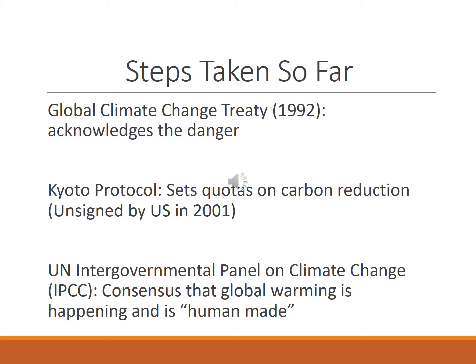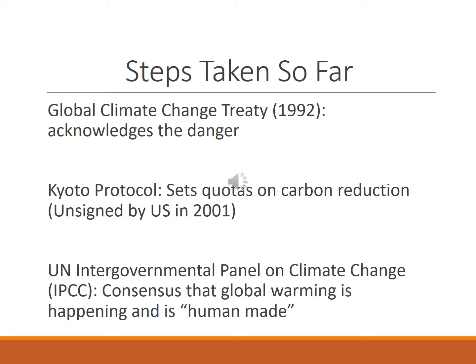In 1999, you had the Kyoto Protocol, which, as we already saw, set quotas on carbon reduction designed to keep the mean global temperature from rising only 3 degrees Celsius. The US was actually a major promulgator of this protocol, but it unsigned it in 2001 when George W. Bush was elected, on the argument that it would inhibit American economic development.